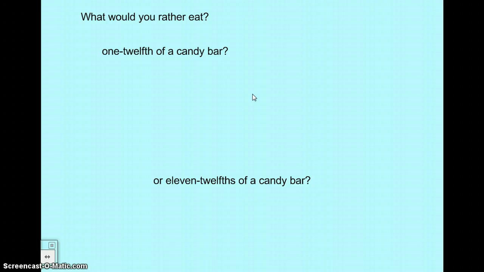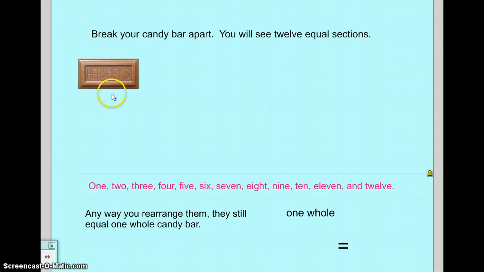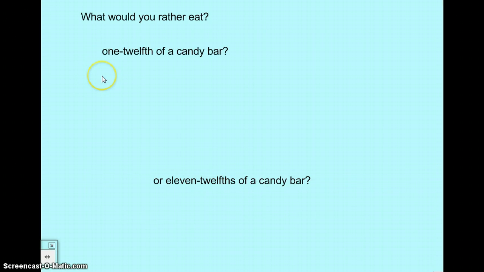Okay, here's my question for you. Would you rather eat 1/12 of a candy bar or 11/12 of a candy bar? Well, what is 1/12 of a candy bar? Who has an answer? You don't know? Well, this is 1/12 of a candy bar. Would you rather eat one of these or 11 of these? I'd have to agree with you. I'd rather eat 11 because, well, 1/12 is just silly.